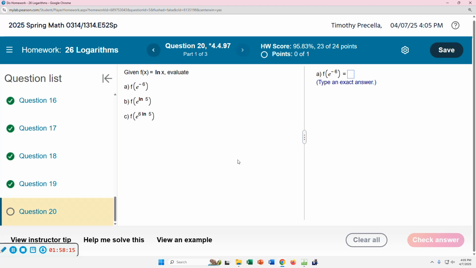So here we have f of x is equal to ln x, and there are three parts here, A, B, C. They want us to find f of e to the negative 6, f of e to the ln 5, and f of e to the 6 ln 5. So we're going to be plugging in some stuff here.